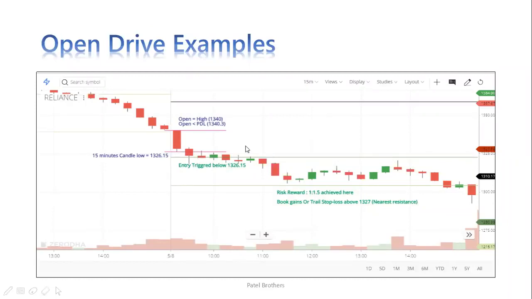Then for about 5 or 6 candles, it consolidated in a range. Then from here, in this candle, it achieved a 1:2 target, a 1:1.5 risk reward. Once this 1:1.5 is achieved, either book a profit, or you can trail your stop loss just above the recent high, this green candle's high.